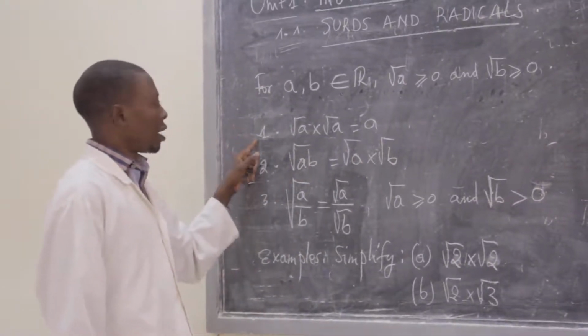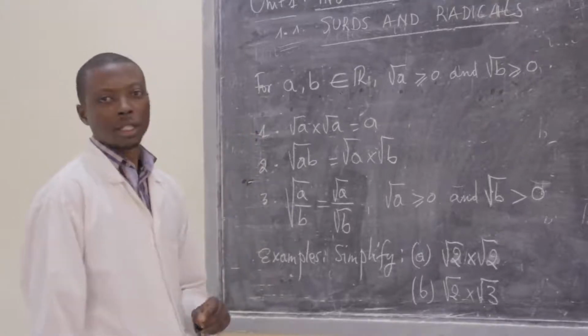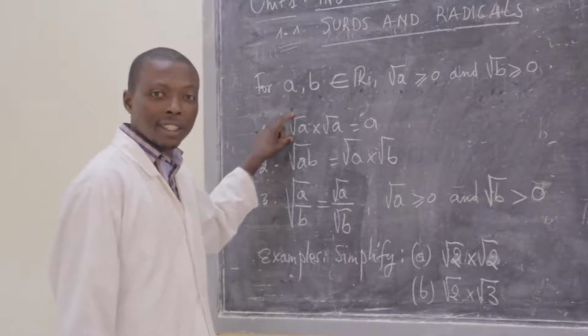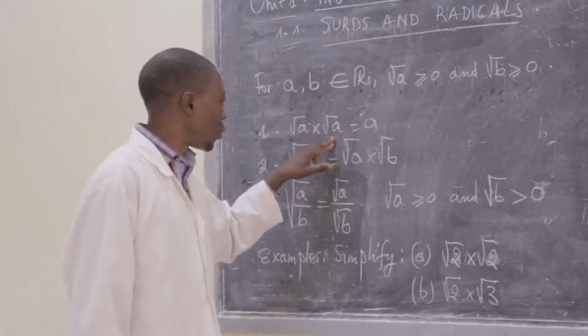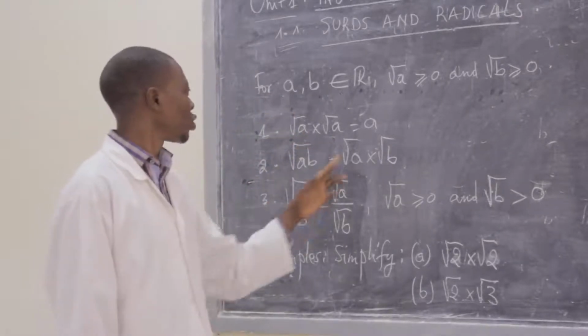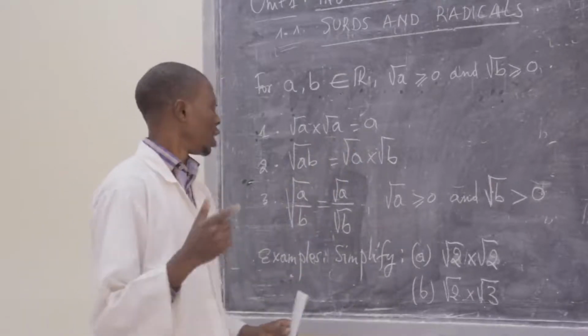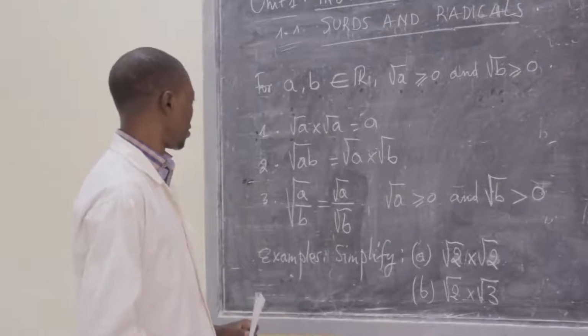So, for example, property number 1. When you take the square root of A times the square root of A itself, you get automatically A. This will be helpful in many exercises.